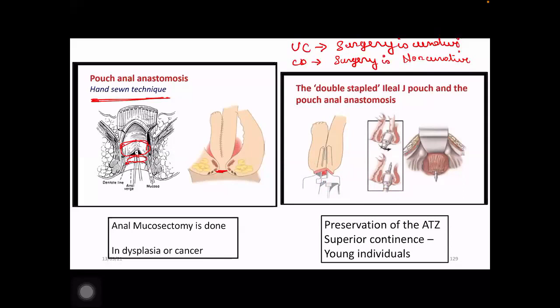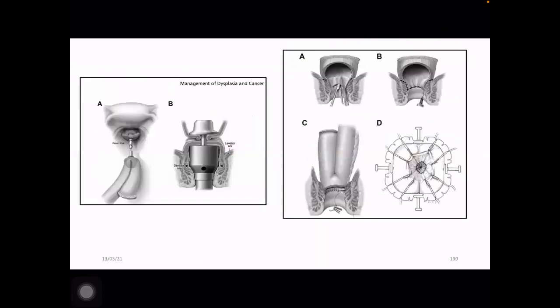So in short, in the Hanson technique, anorectal mucosectomy is done, and the functional result is not better when compared to the stapled technique. Whereas in the stapled technique, you preserve the anal transition zone where the nerve fibers are rich and the continence is better, and it is the preferred surgery for young individuals. Fine. You understood this concept?